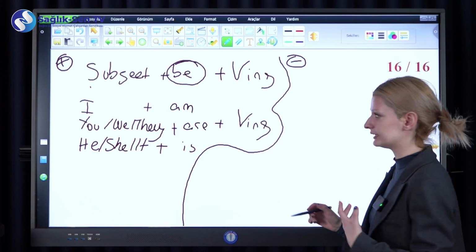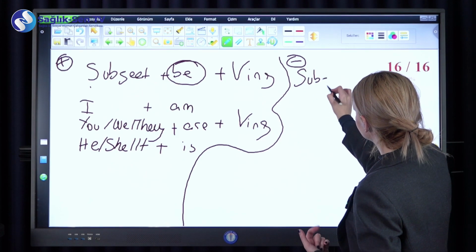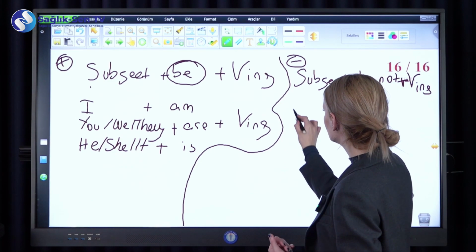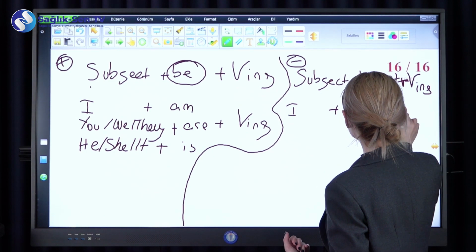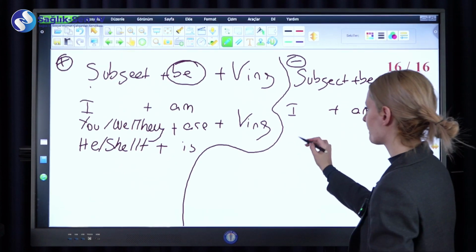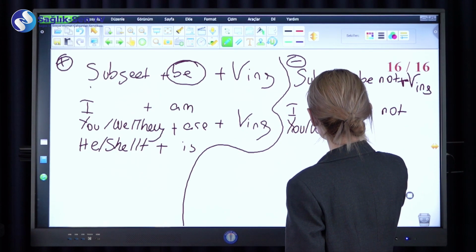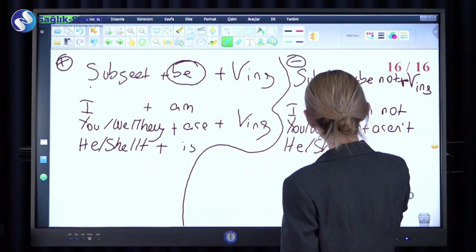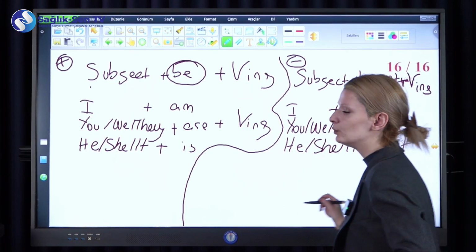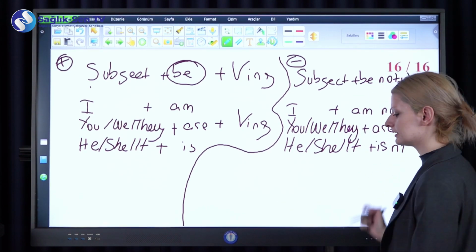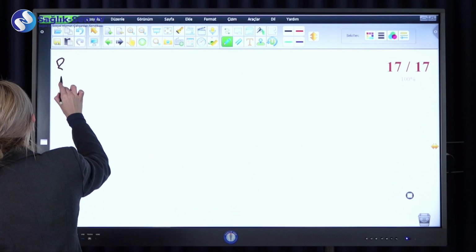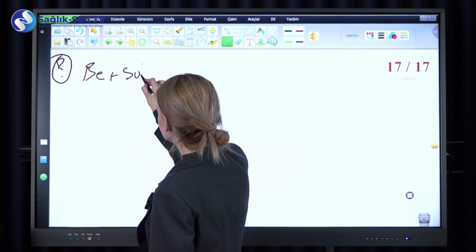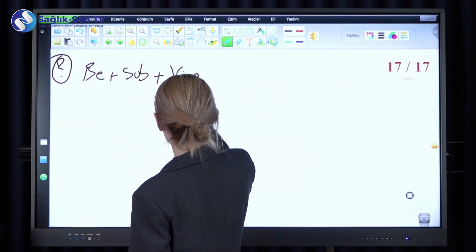What about the negative sentence form of present progressive? After subjects, we use be not, and again, verb ing. After I, we use am not. We cannot shorten am not. You, we, they, aren't. He, she, it, isn't. We can shorten is not and are not as isn't, aren't. And what about the question form? In question form, we put be in the beginning of the sentence, then subject and verb ing.